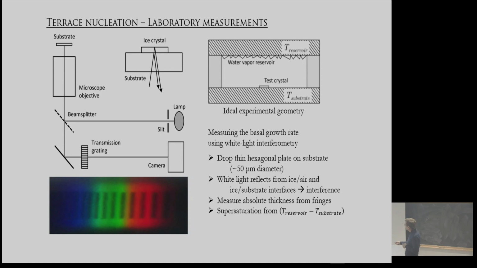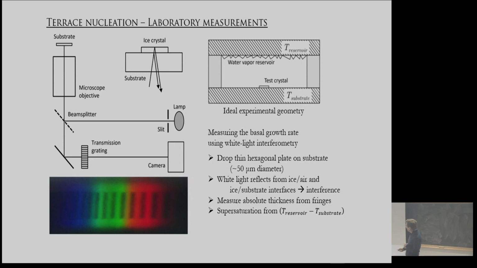That interfering light comes down, and you send it through a transmission grating and then onto a camera, and here's the result. The colors here are real. This is just a color camera. And the fringes are just these interference fringes. From counting those fringes, or from the spacing of the fringes, you get an absolute measurement of the crystal thickness, which is pretty accurate.